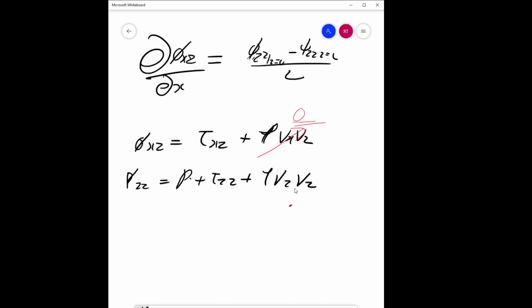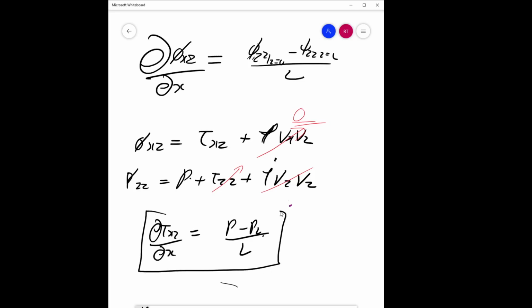Now here this term is constant whether z is equal to 0 or z is equal to L, so we can neglect that. Here you have a dou vz by dou z, which again is not required because there's no change in the velocity in z across the z direction. Finally, that gives us only two terms, which are the pressure and the tau. Bring that into the equation. We can just have d tau xz by dx equal to p0 minus pL divided by L. And finally, here, this is the equation.